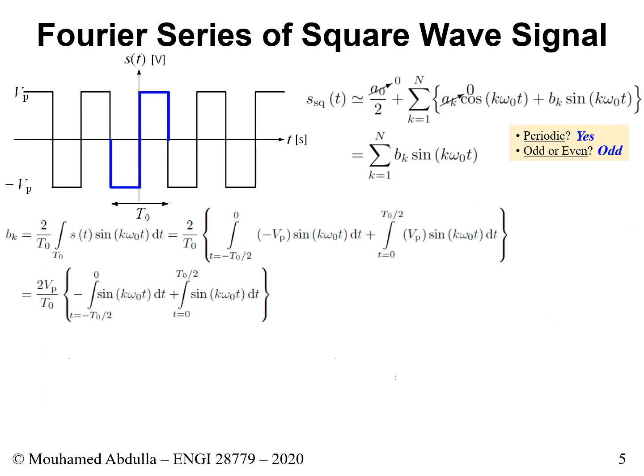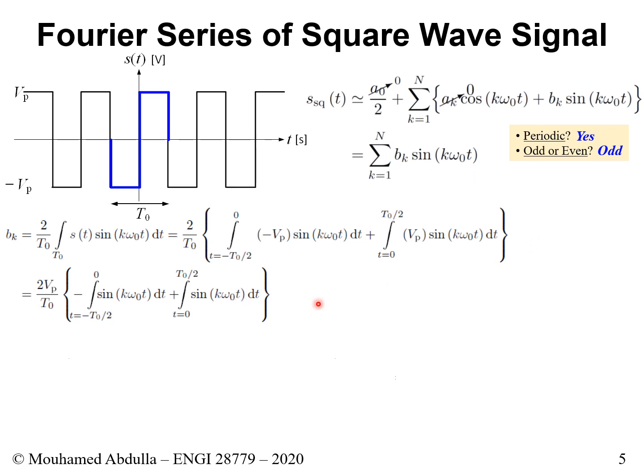What else do we have? Now let's clean up this equation a bit. VP is just a constant, the same on both sides, so I can factor it outside this bracket. So I have 2 V peak over T0, and the minus I could also put outside the integration. I'm integrating from minus T0 over 2 until 0, and then we have this, and from 0 to T0 over 2, and we have this. So I hope going from here to here is understandable.